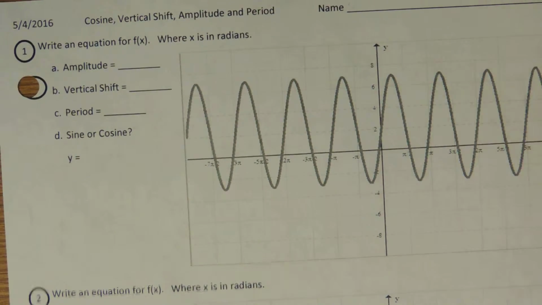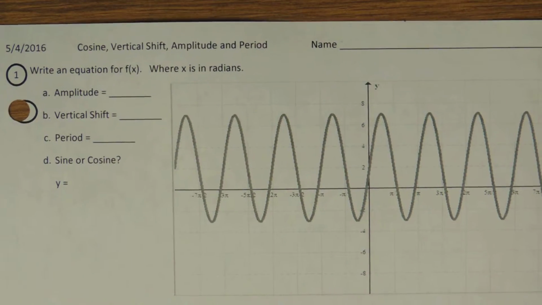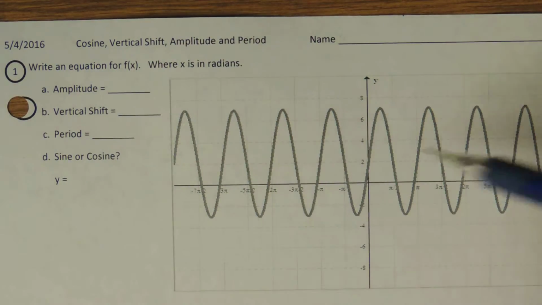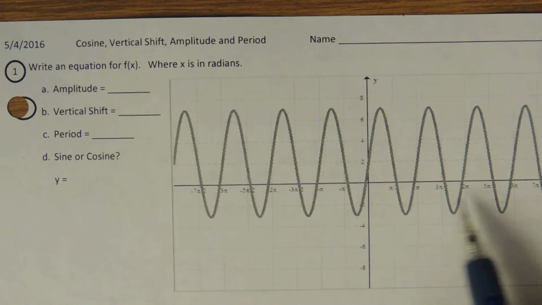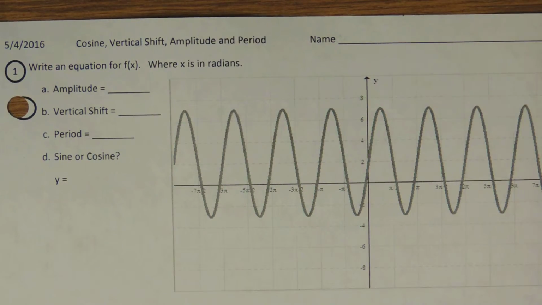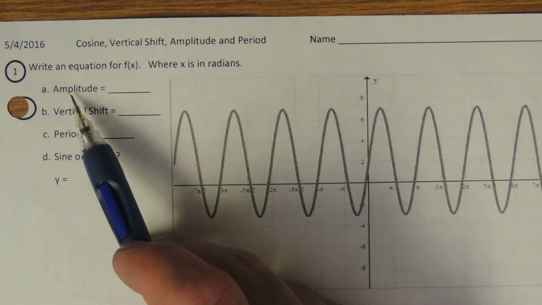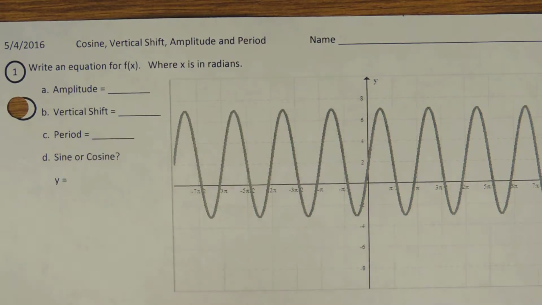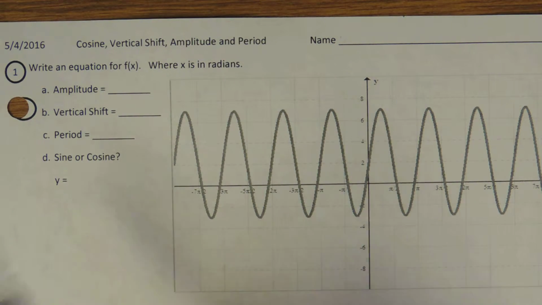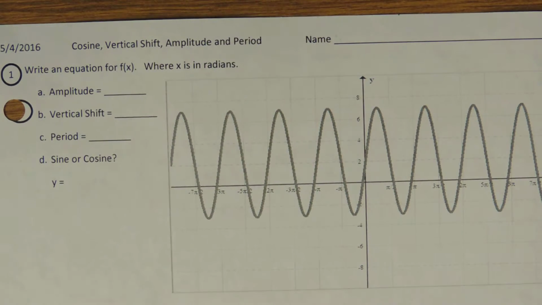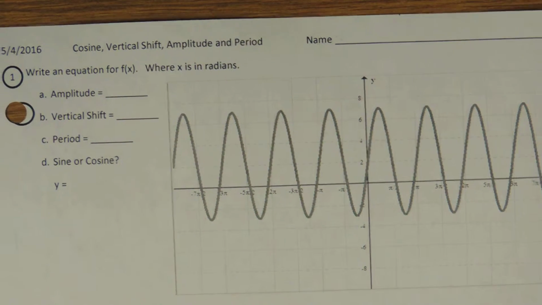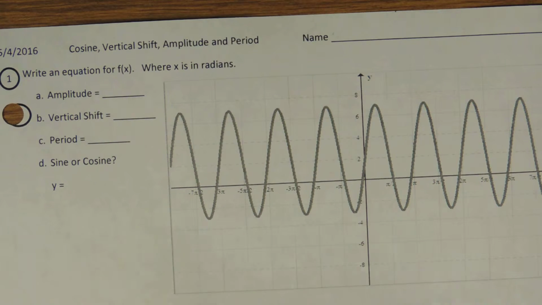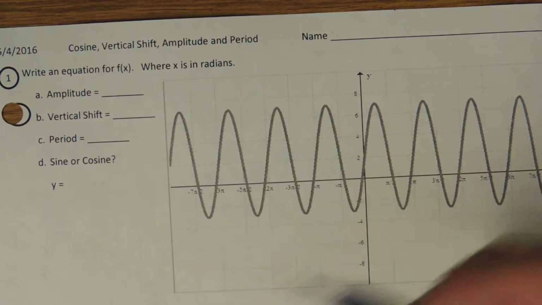Problem number 1 on our work for today was to take this graph and write an equation where the x value is in radians. The first thing I'm going to do to accomplish that is to find the amplitude, the vertical shift, and the period, decide whether it's sine or cosine, then I'll write the equation. Amplitude is the same as we did before. In our last video, we found the amplitude from the equation. Now we're going to find that amplitude on the graph.